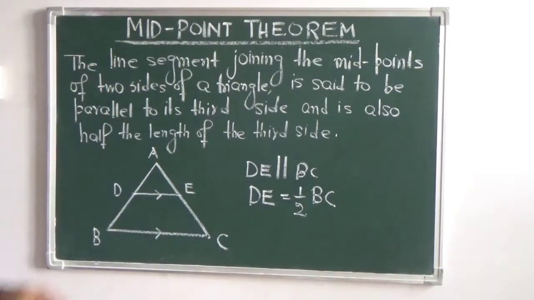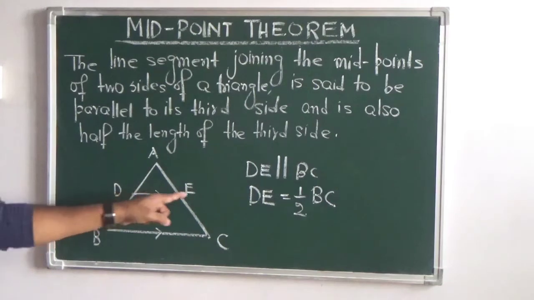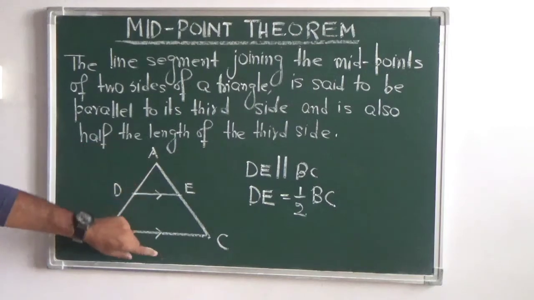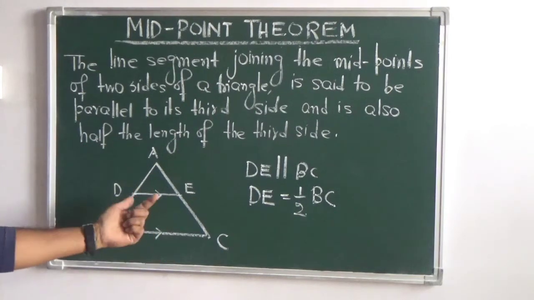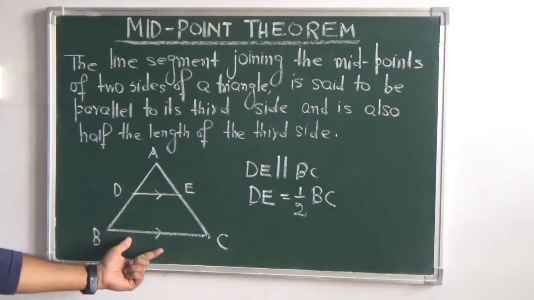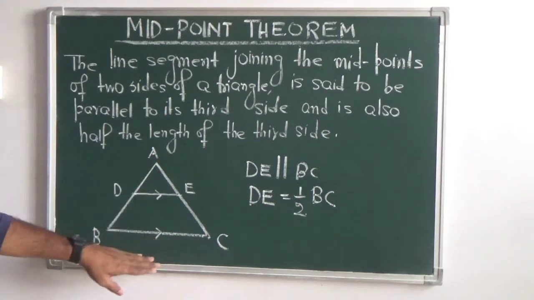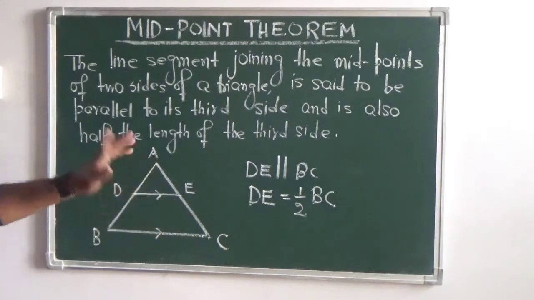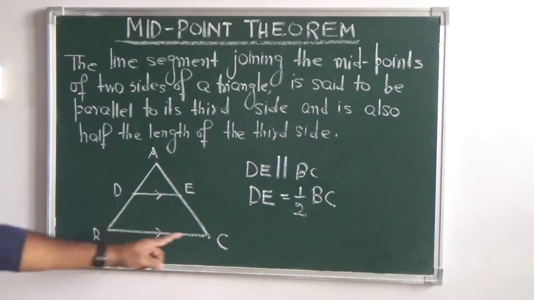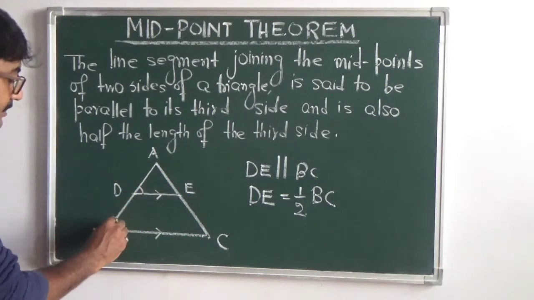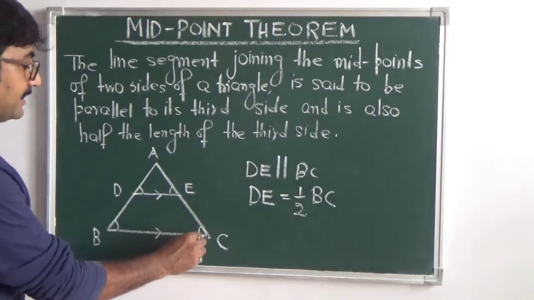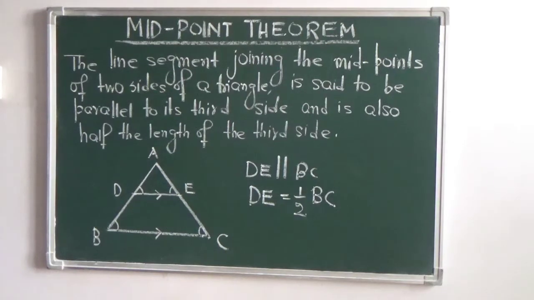So if a line segment is drawn by joining the midpoints of any two sides of a triangle, then this line segment DE becomes parallel to the side BC, that is the third side, and the length of DE becomes half the length of BC. Supposing that the length of BC is 10 cm, then the length of DE will be just the half, that is 5 cm. At the same time, DE is parallel to BC, then this angle and this angle become equal, they become congruent and corresponding angles, and this angle also becomes equal because they are corresponding angles by the property of the parallel lines. So this is the midpoint theorem.